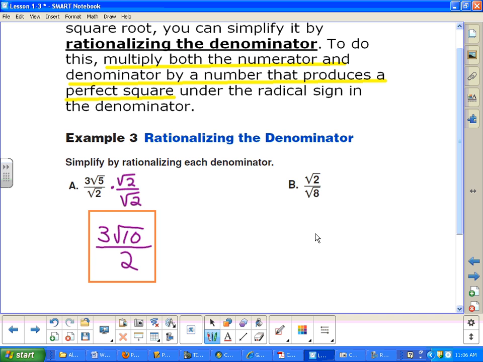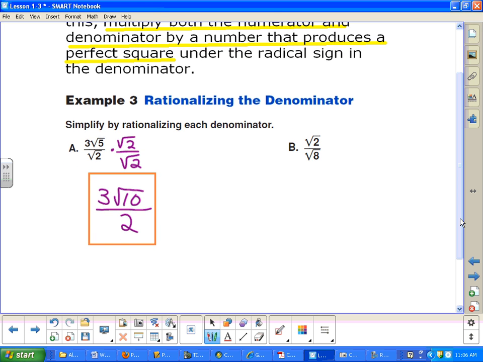Letter B. What do I do letter B then? First thing. A single fraction? Why, Alex? Okay, because we can simplify the 2 and the 8. So I'll write this as a single fraction of square root of 2 over 8.